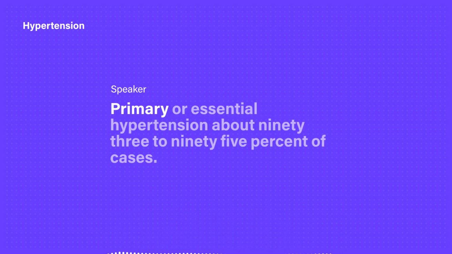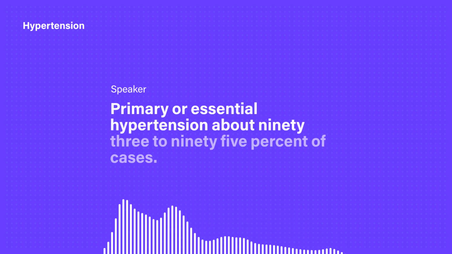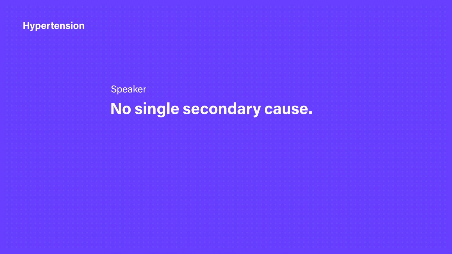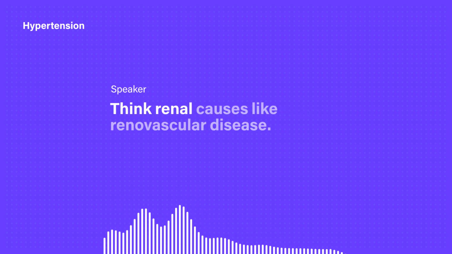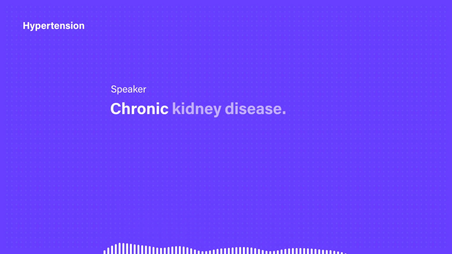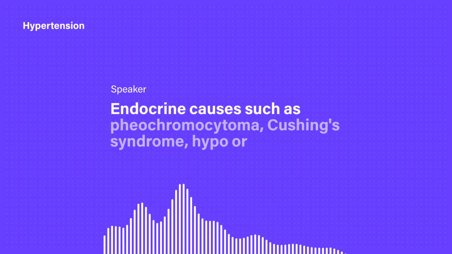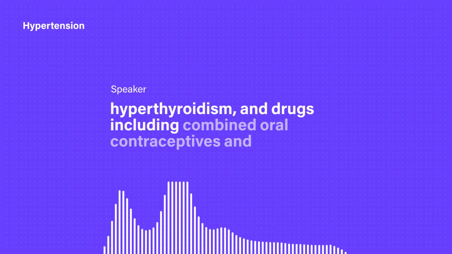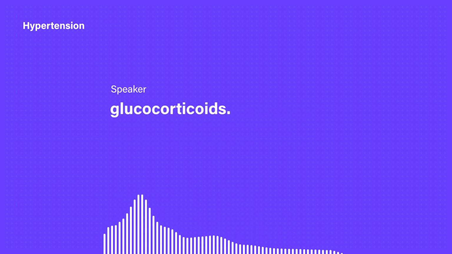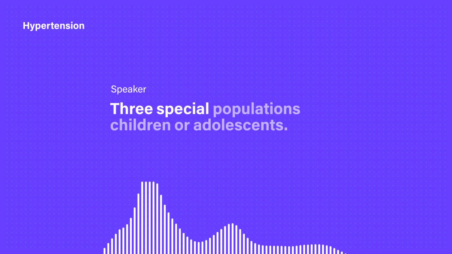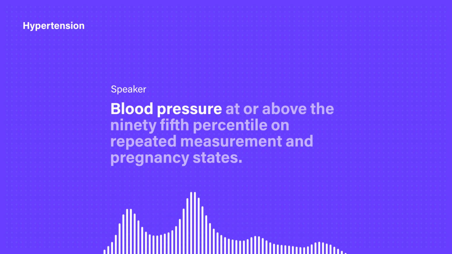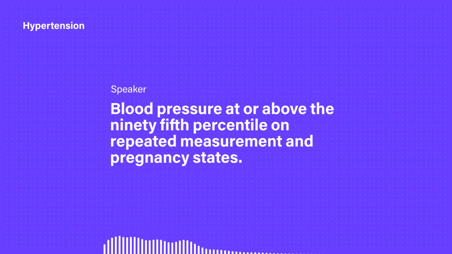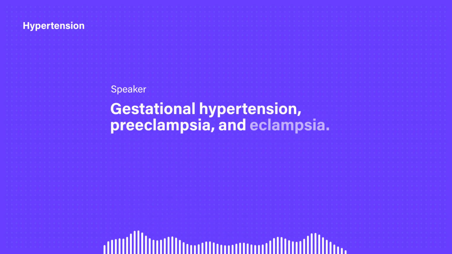3 buckets. 1. Primary or essential hypertension, about 93 to 95% of cases, multifactorial, no single secondary cause. 2. Secondary hypertension. Think renal causes like renovascular disease, chronic kidney disease, endocrine causes such as pheochromocytoma, Cushing syndrome, hypo or hyperthyroidism, and drugs including combined oral contraceptives and glucocorticoids. 3. Special populations. Children or adolescents, blood pressure at or above the 95th percentile on repeated measurement. And pregnancy states: gestational hypertension, preeclampsia and eclampsia.